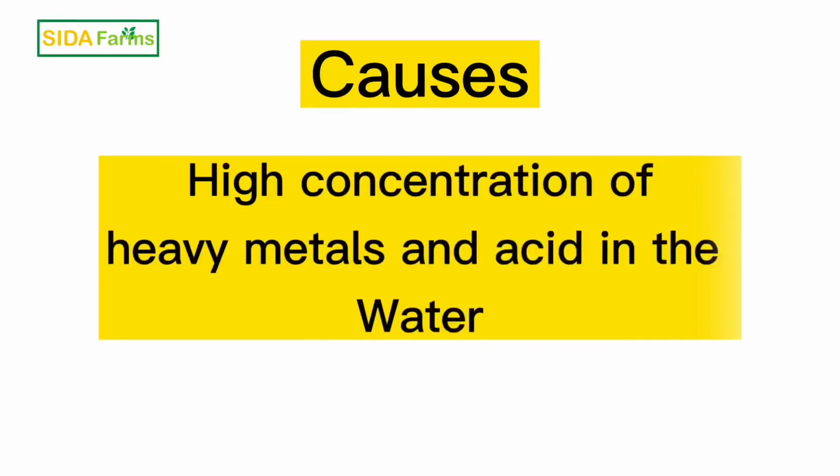That is where scoliosis emerges from. So there are some things that you have to do so as to avoid this. Scoliosis is caused by high concentration of heavy metals and acid in the water, and this happens mainly in the hatchery nursery stage.